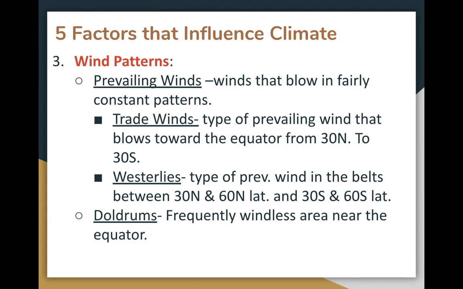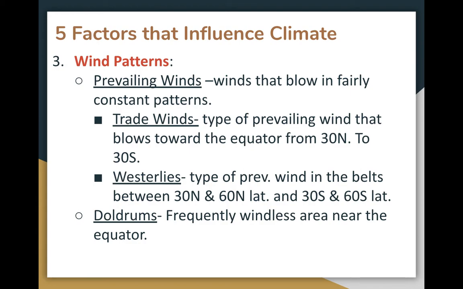Next one is wind patterns. This one definitely contributes to what kind of climate you have, especially in regards to how much rain you get. There are 2 types of winds. There are prevailing winds, which blow in fairly constant patterns. This is mostly what we see as prevailing winds here.